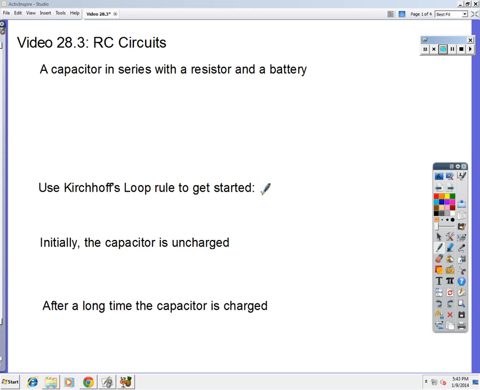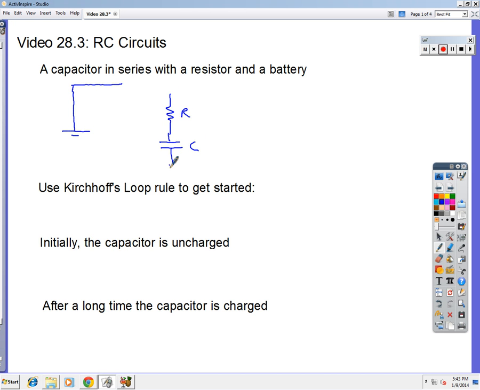Okay, this is the last video about circuits. We're going to be looking at simple circuits that have a capacitor in them. The simplest one is a series RC circuit. So imagine that we have a battery, assumed to be ideal, a resistor, R, and a capacitor, C.